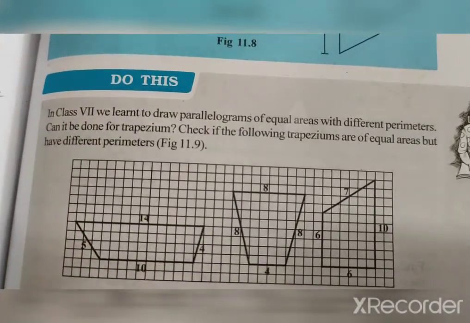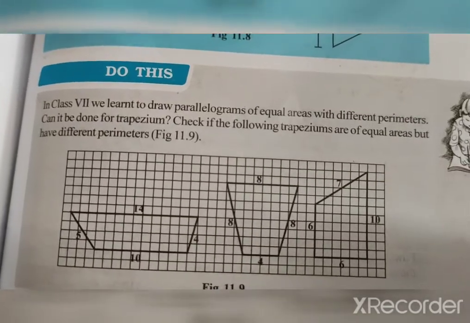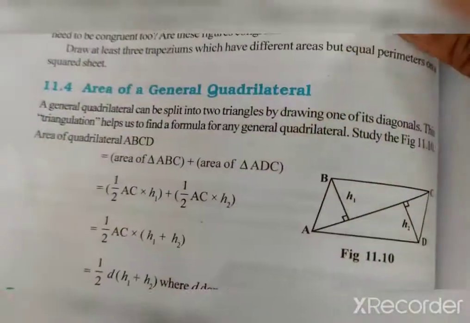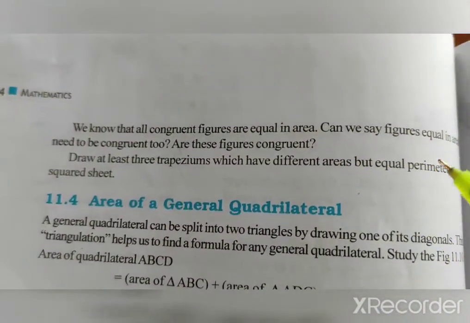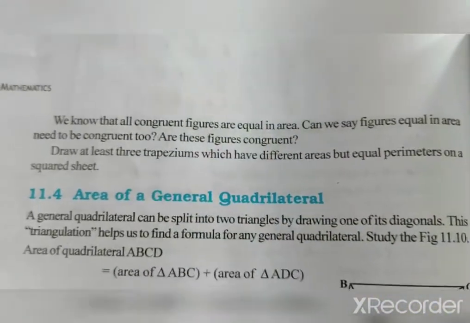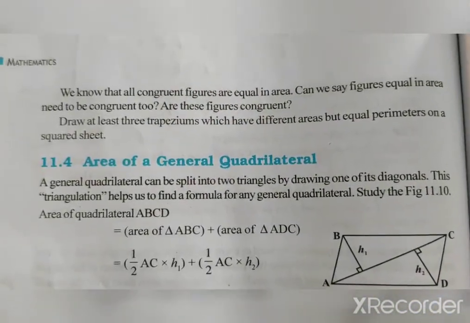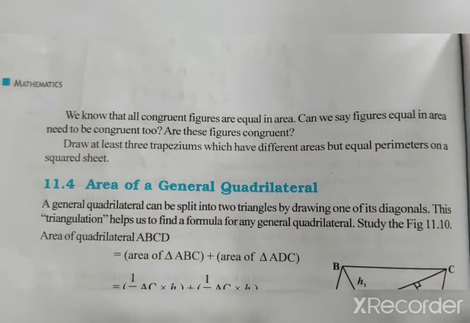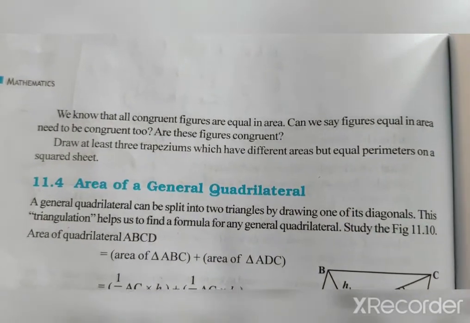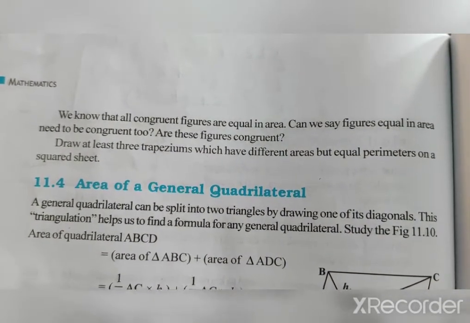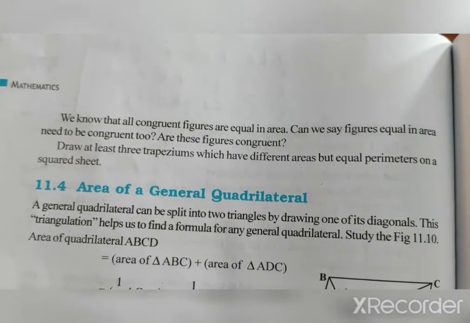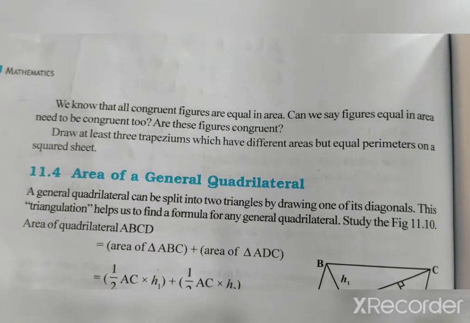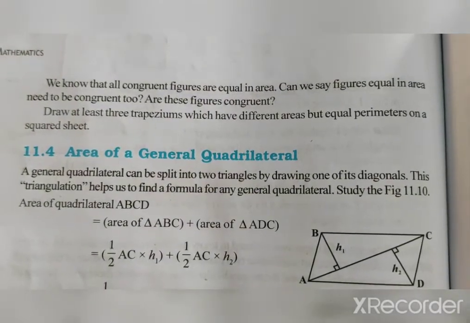Children, you have not been sending homework till now. Nobody has sent to me. It's very bad. Now see here, we know that congruent figures are equal in area. Can we say figures equal in area need to be congruent too? Are these figures congruent? No, it's not necessary. Maybe the area of a rectangle and the area of a square may be equal, but it's not necessary they both are congruent.